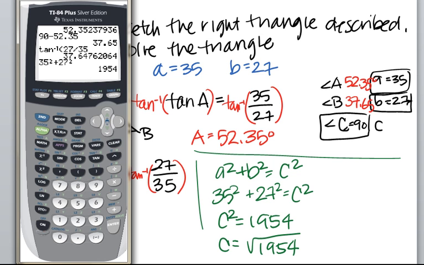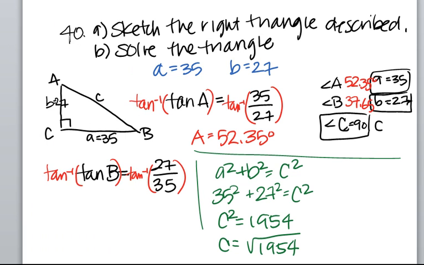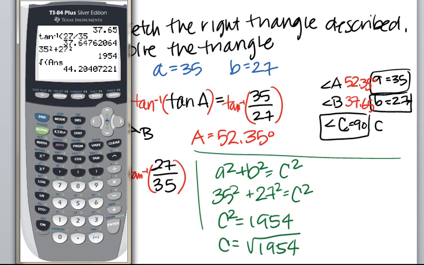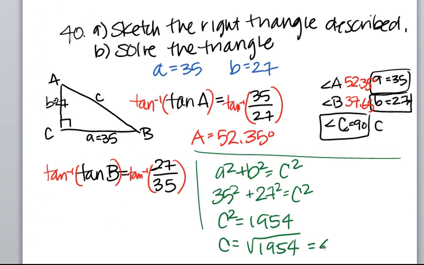So let me do that. I can do second and then x squared for square root, and then I can use second and then the minus sign for answer. That takes my last answer, which is 1954, and I square root that, and I get 44.2, rounded to 2 decimal places. So let me put that in red. Did I say 40.2? 44.2. And so this is equal to 44.2.